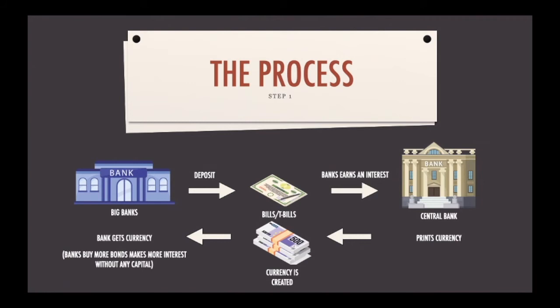As the banks get more currency, they buy more bonds to make more profit. And as they buy more bonds, they sell them back to the central bank to make more profit. And this is how banks make money primarily. So in this illustration, you would see that the big banks are the ones who are dictating the prices, who are the ones moving the prices, and who are the ones creating currency.